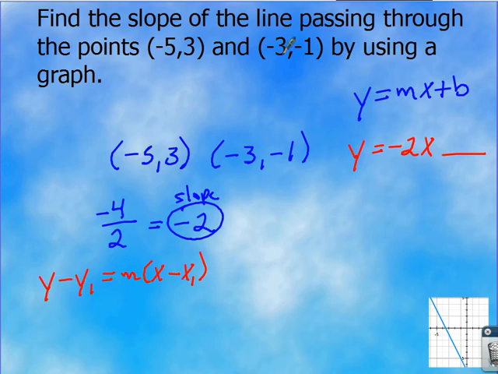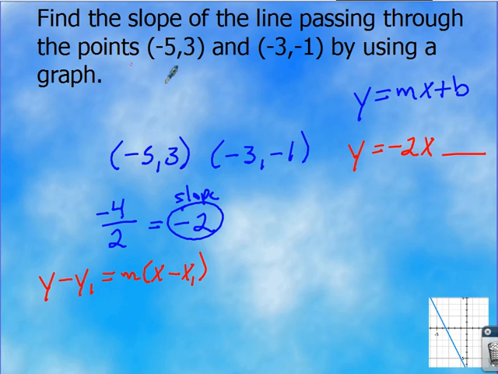Now, what if one of the points was 0, -1? Do you have to go through all this work? No, that's your y-intercept. Plug it straight in, you're finished. And sometimes they'll do that to you. One of your 2 points, they might actually give you the y-intercept in those points. Watch for it.